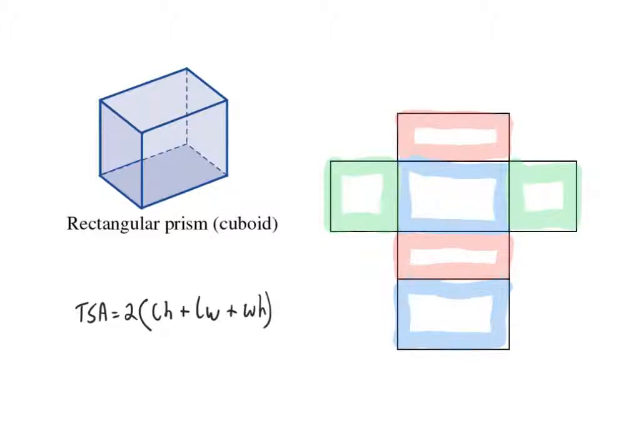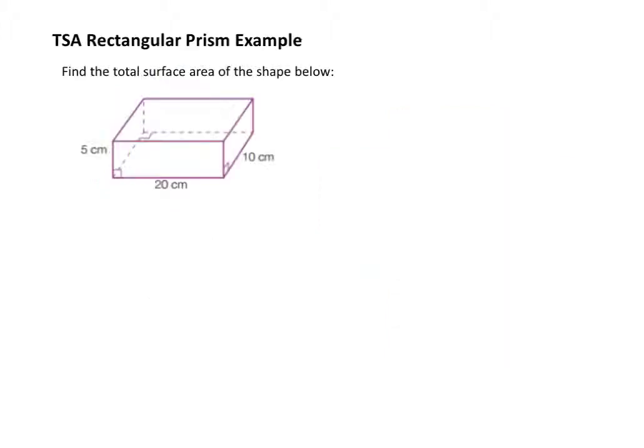Now let's have a look at how to apply this formula to an example. So the example is asking me to calculate the total surface area of the rectangular prism. Now the first step I need to do is write down the key information I need to be able to use my formula. And that information is the length of the prism, the width of the prism, and the height of the prism. So I'm going to go back and have a look at my shape, and I'm going to determine that the length of my prism is 20 centimeters, the width of my prism is 5 centimeters, and the height of my prism is 10 centimeters.